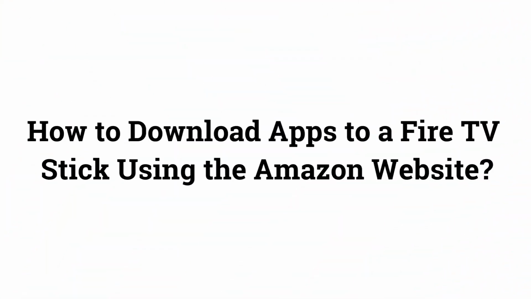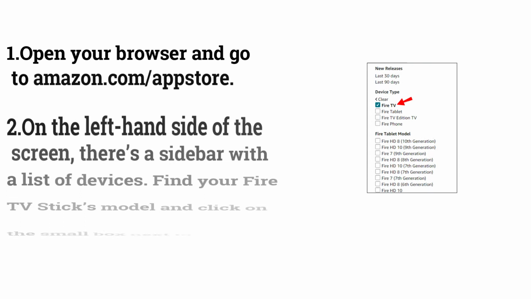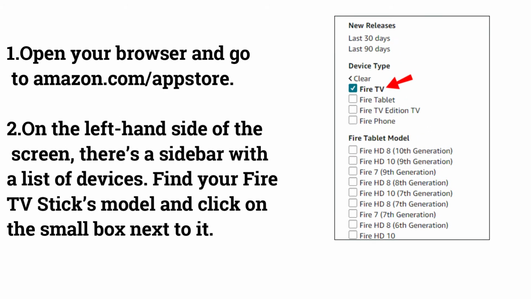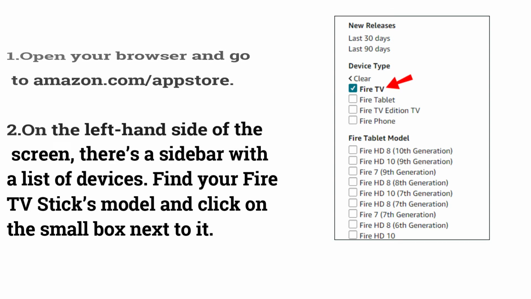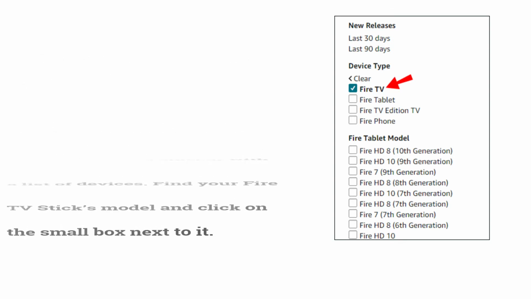How to download apps to a Fire TV Stick using the Amazon website. Open your browser and go to amazon.com/appstore. On the left-hand side of the screen, there's a sidebar with a list of devices. Find your Fire TV Stick's model and click on the small box next to it.